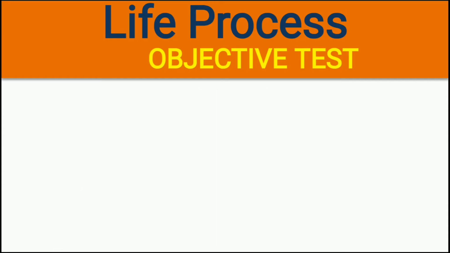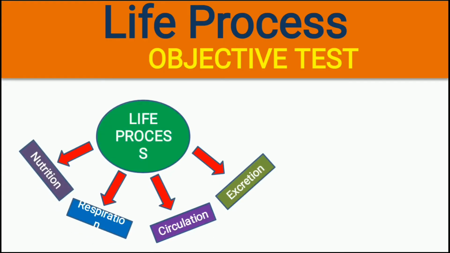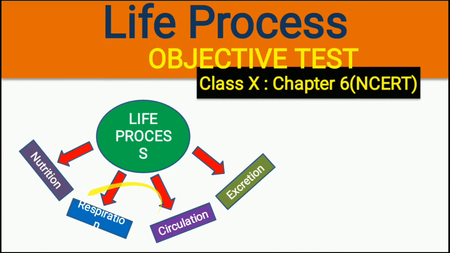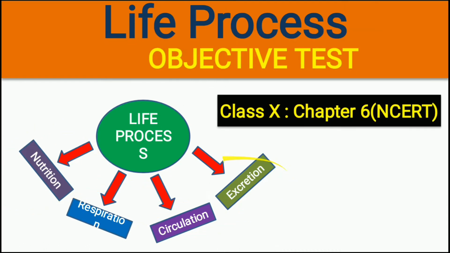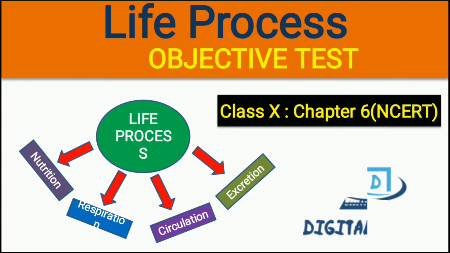Hello students, Digital Maths is here with a live process combined test of all the parts. The objective test is based on part 1, part 2, part 3, part 4 and part 5, all the 5 parts of life processes: nutrition, respiration, circulation, excretion, and Class 10 NCERT chapter number 6. Digital Maths has brought you the complete objective test based on all the 5 sections.